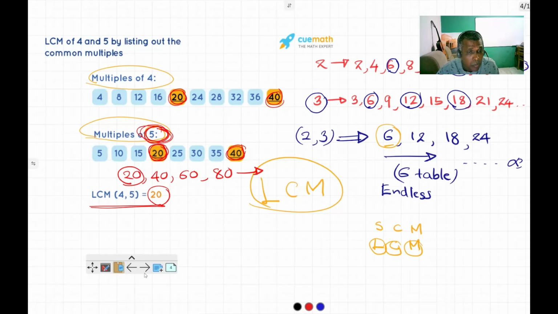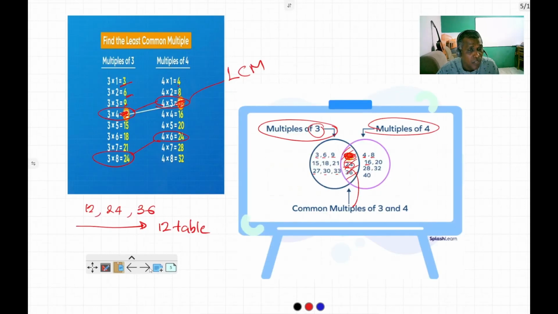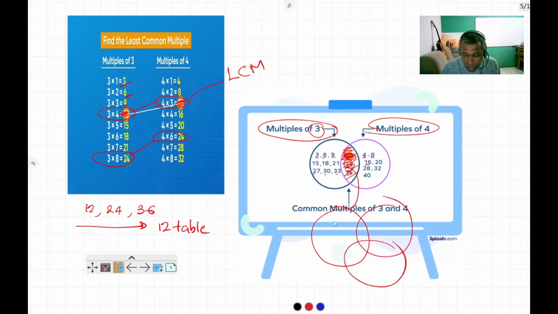Next, we can represent it in different ways. We can mark it on the tables and join them, as well as mark it on a diagram. Something common is coming here. If we have 3 numbers, we can mark it on 3 circles. If there are 3 numbers, all the common things are coming to the center. It's one way of representing multiples.